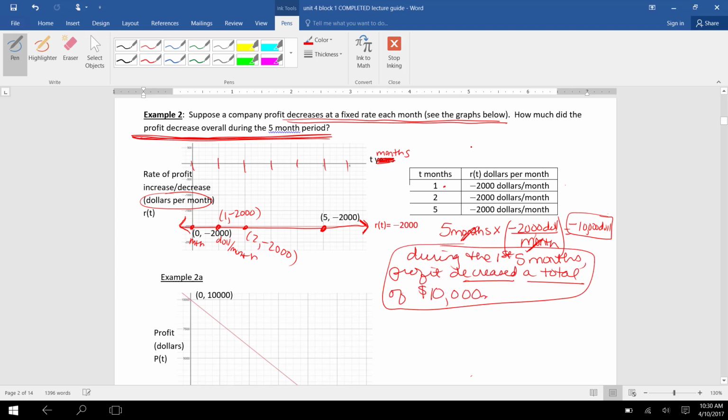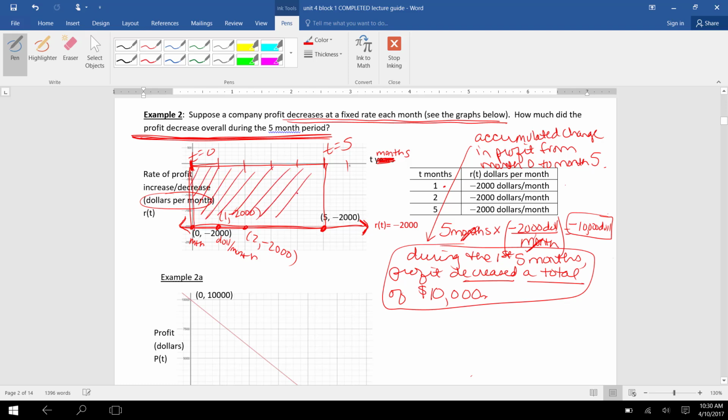It is an accumulated change in the profit from month 0 through month 5. Let's think about that on the graph. We have our rate function, the derivative of profit given. If I want to know the accumulated change from t equals 0 up to t equals 5, one way we can think about that is like an area between our x-axis and the rate function. Now, area is a geometric concept that always is positive. If we find the area of this rectangle, base times height, so it'll be base 5 months times height. Height of this rectangle is 2,000.